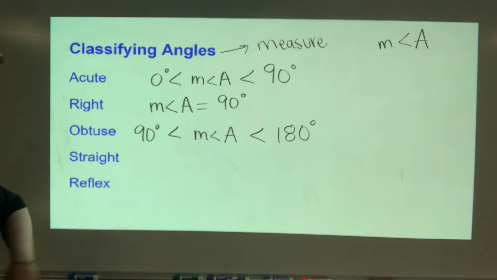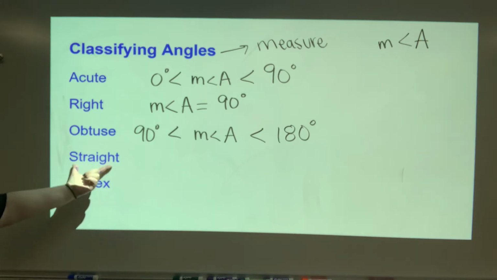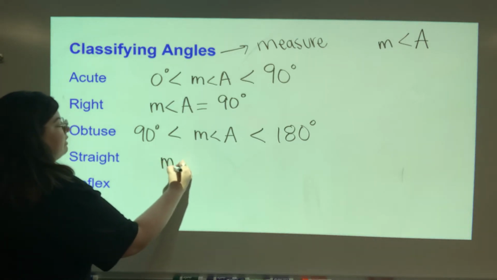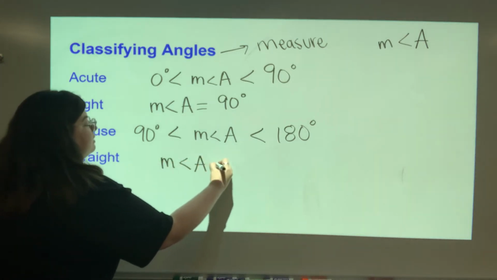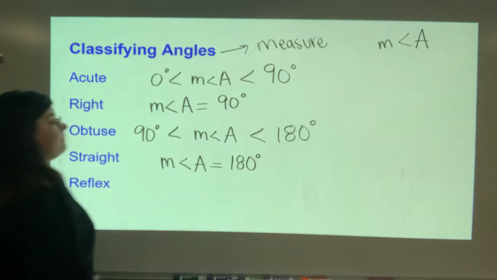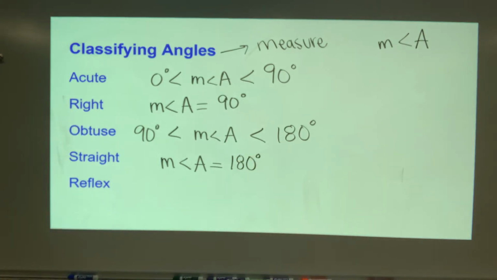A straight angle, just think of a straight line, literally. A straight line, and you measure that to be 180 degrees. All right, so straight lines, 180 degrees. So if the measure of angle A is equal to 180, you have a straight angle. All right, this is not going to be going away anytime soon. Make sure you know what straight angle means.